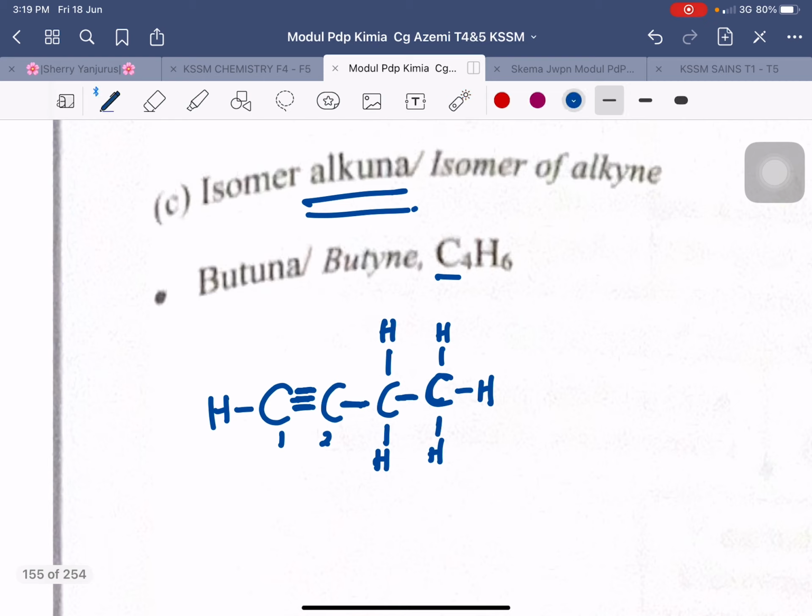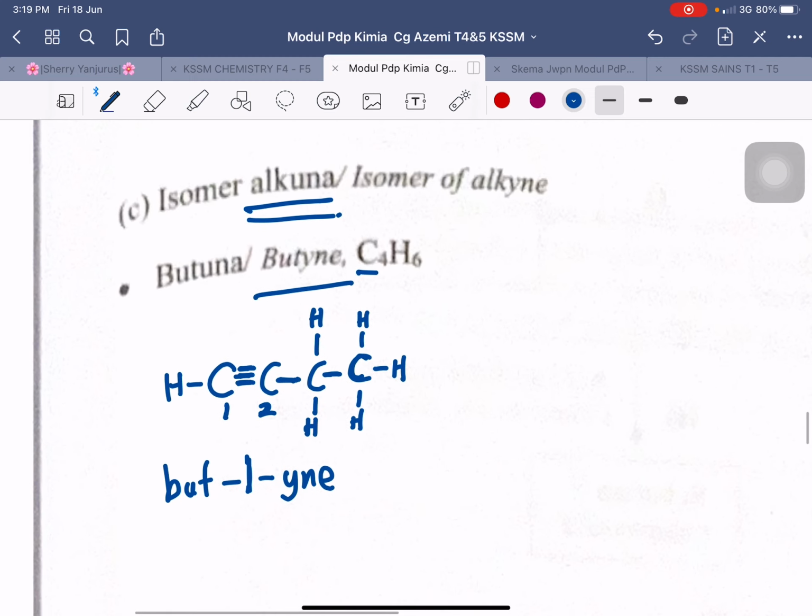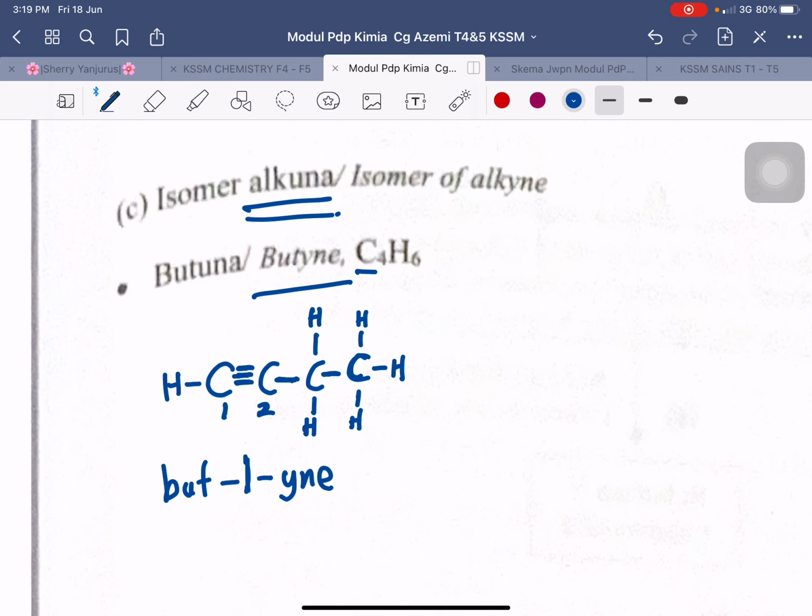Now, how to name it? Sama juga lah, sama juga. It's but. Okay, it's but. B-U-T. You have to spell it according to this one. But and then 1 and then Y-N-E. Kenapa 1? Because the triple bond is between 1 and 2, we choose 1. Okay. Next. The next one.